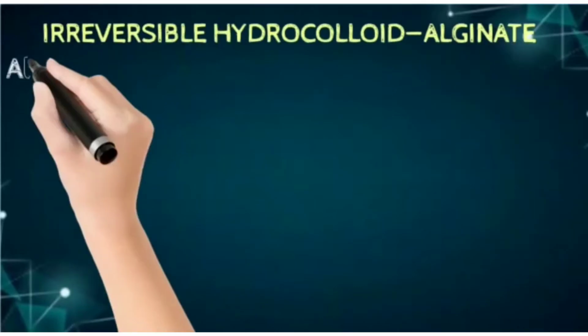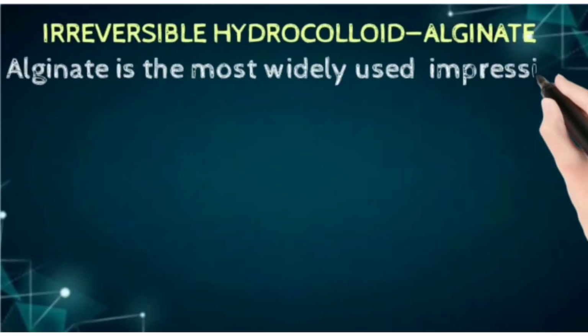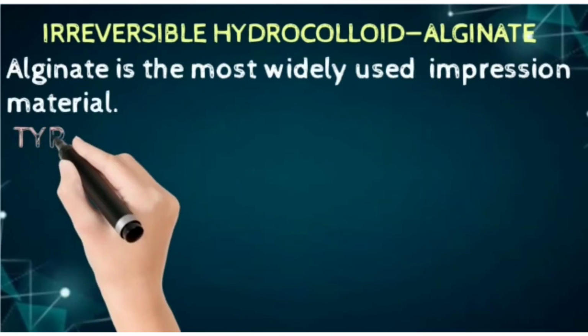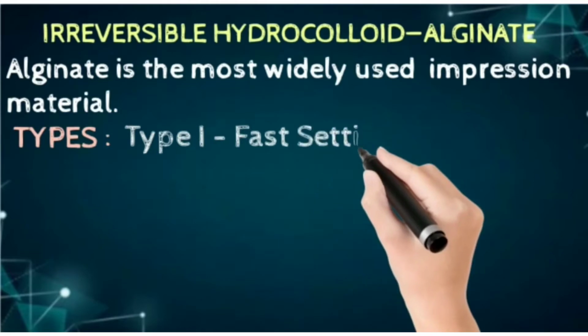Alginate. So it is an irreversible hydrocolloid and it is the most widely used impression material. It is of two types, type 1 and type 2. Type 1 is fast setting and type 2 is normal setting.